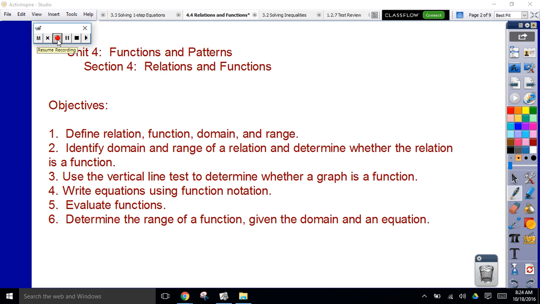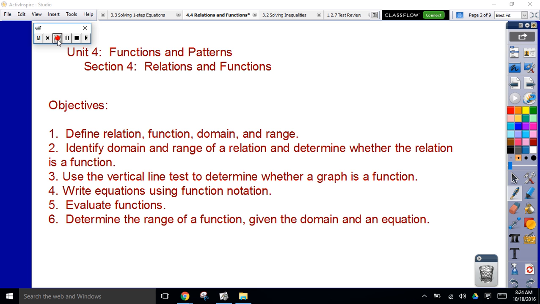Today's lesson is about relations and functions, and this is a long lesson with a lot of objectives. There are just a lot of little things in this particular section of the textbook. First, we have to talk about what a relation and function are, as well as domain and range. We're going to talk about how to identify the domain and range and determine whether a relation is a function. This is kind of like what we were doing a little bit in the other lesson.